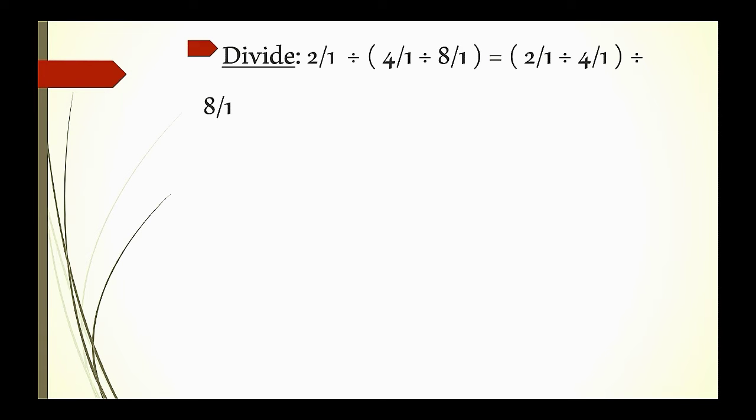Next, division. In division, I took an example of 2 by 1 divided by 4 by 1 divided by 8 by 1. This is LHS and this is RHS. In LHS, the bracket moves to the right side. In RHS, the bracket moves to the left side. So let us check the answer. First, according to BODMAS, we need to solve the brackets.